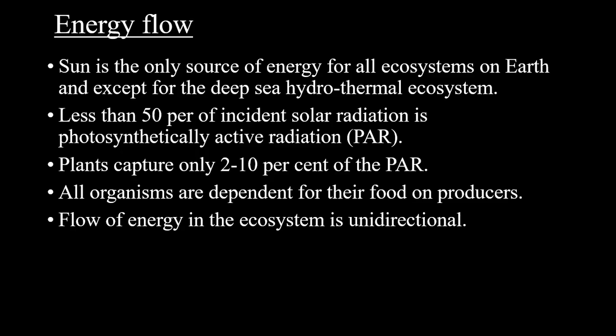All organisms are dependent for their food on producers. We know producers are organisms who can produce their own food, and they are called autotrophs. And the flow of energy in an ecosystem is always unidirectional. There is no backflow of energy. Energy flows from the sun to the producers, from the producers to the consumers, and never back. There is no backflow of energy from the consumers to the producers or from the producers to the sun. So we can say that the flow of energy in an ecosystem is always unidirectional.